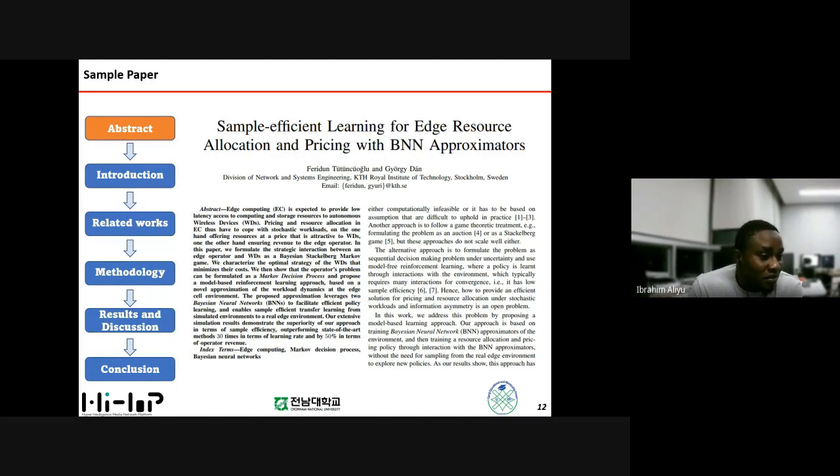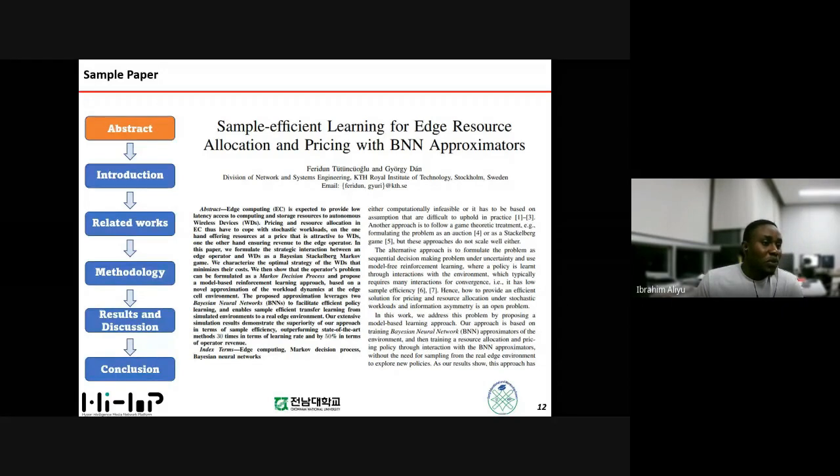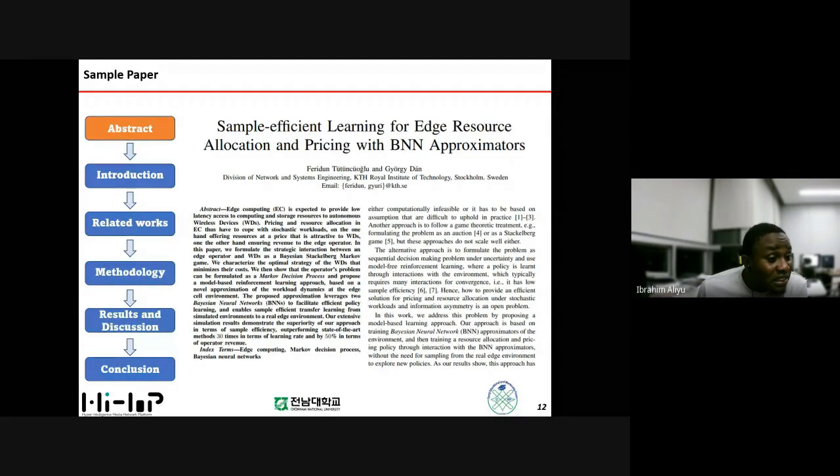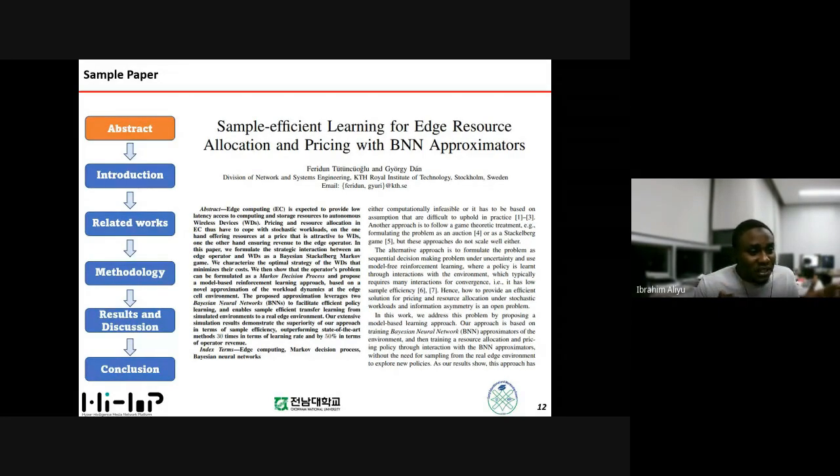So these are some of my favorite researchers. I have one of their articles that I want to cite as an example. So look at this abstract now. The first line says edge computing is expected to provide low latency access to computing and so on. And then pricing and resource allocation thus have to cope with stochastic workloads. On the one hand, offering resources at a price that is attractive to wireless devices, and on the other hand, ensuring revenue to the edge. So you could see now they've introduced it, they give you the problem, you have to balance these two.